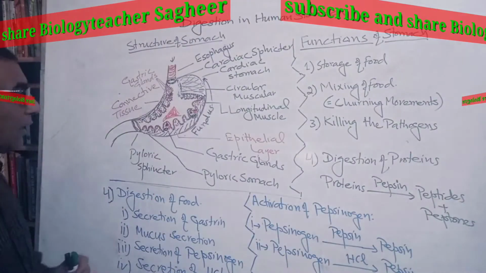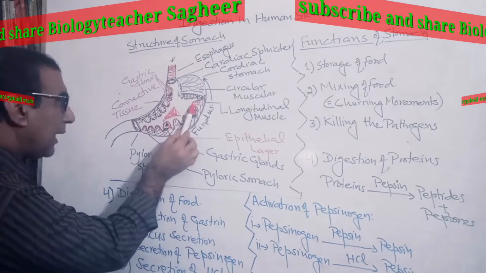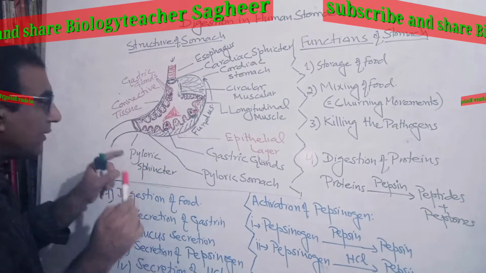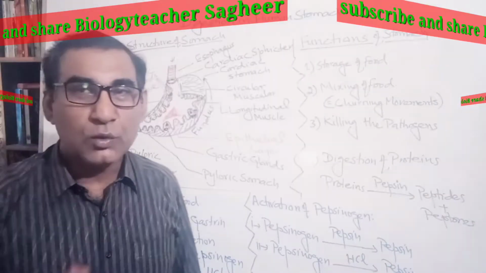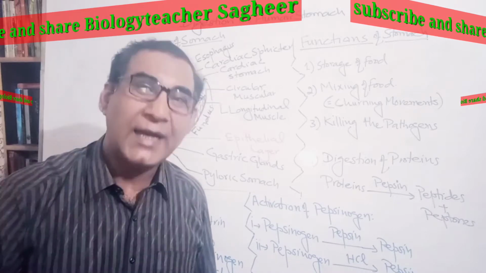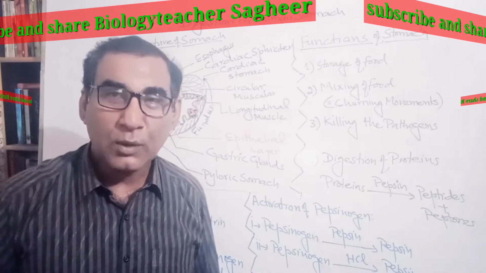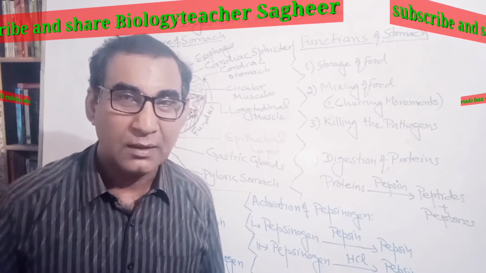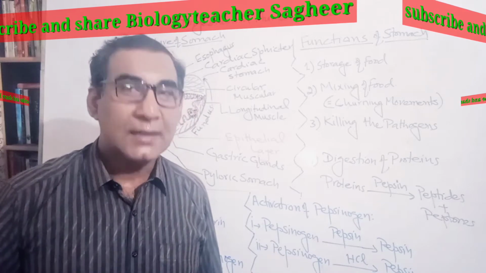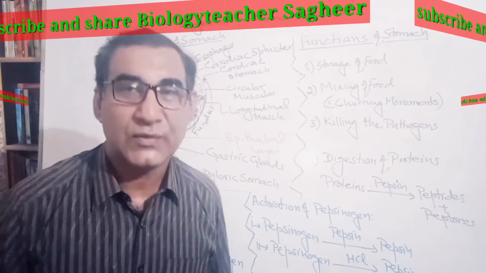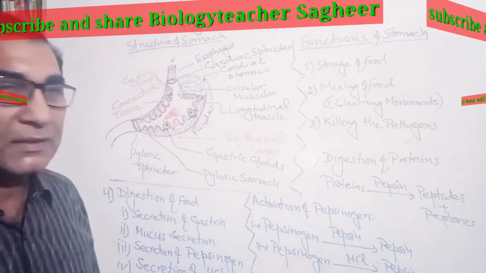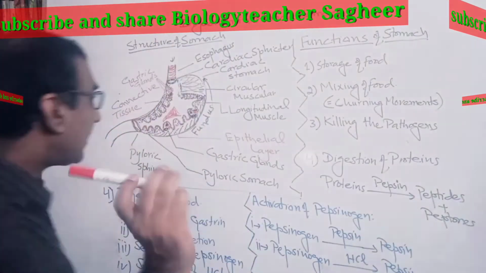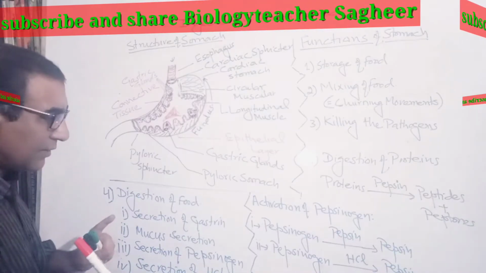Okay, now the epithelial layer is a bit rough, and it hosts two types of glands: endocrine cells which secrete gastrin, and exocrine cells which form the gland known as the gastric gland. And these gastric glands consist of three types of cells.